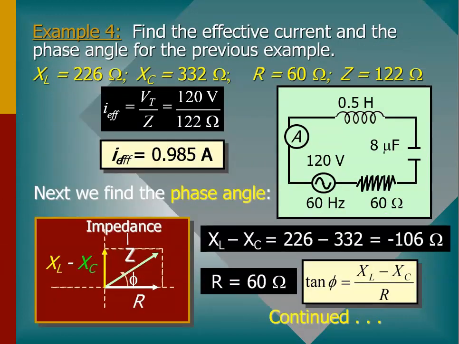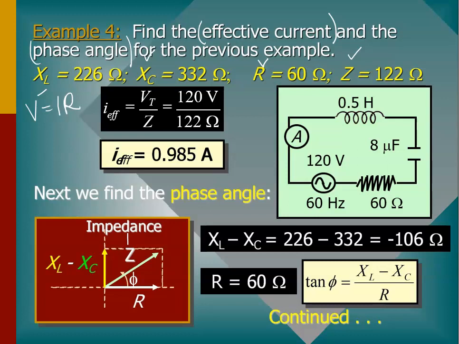So this is a continuation of questions from example 4. So I rewrite again all the things that were already calculated from example 4. So you have your XL over here, you have your XC, and you have your value of R and the impedance itself. So in this question, you were asked to find two things, which is the effective current and also the phase angle. So to find the effective current, I just use Ohm's law, which is V is equal to IR.